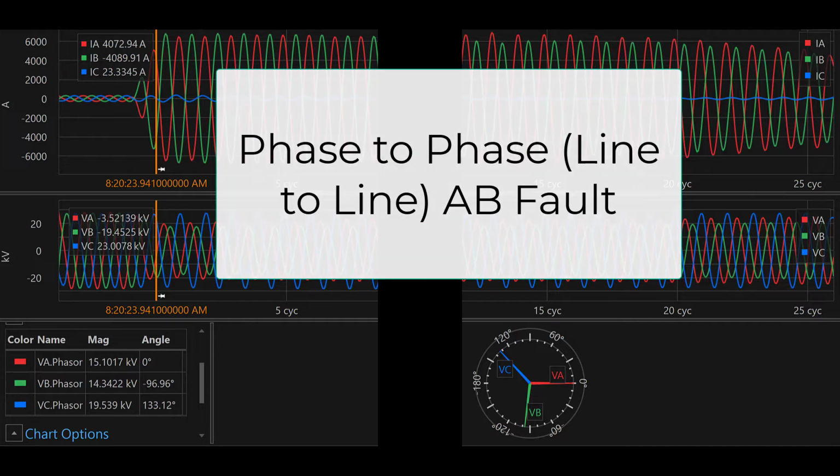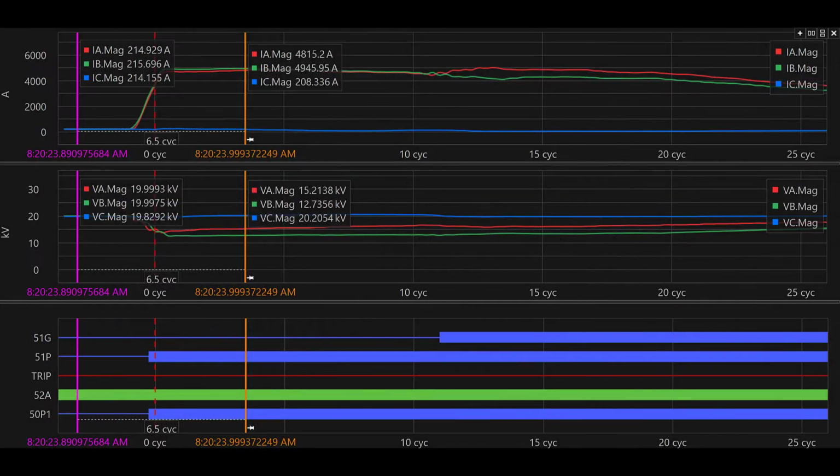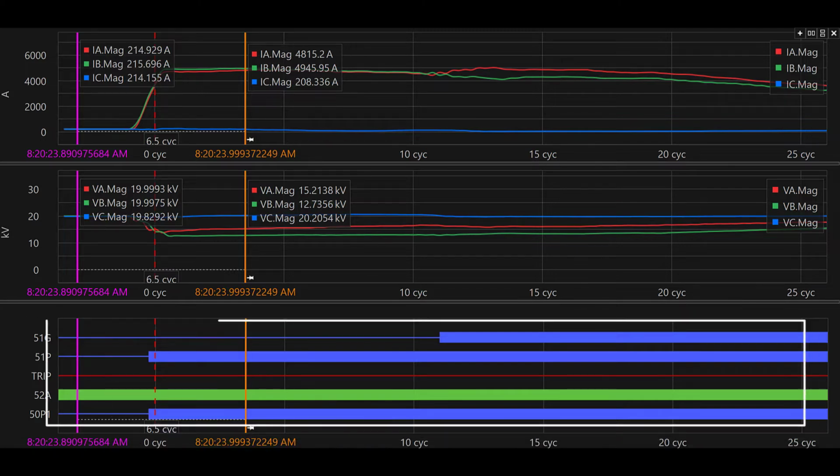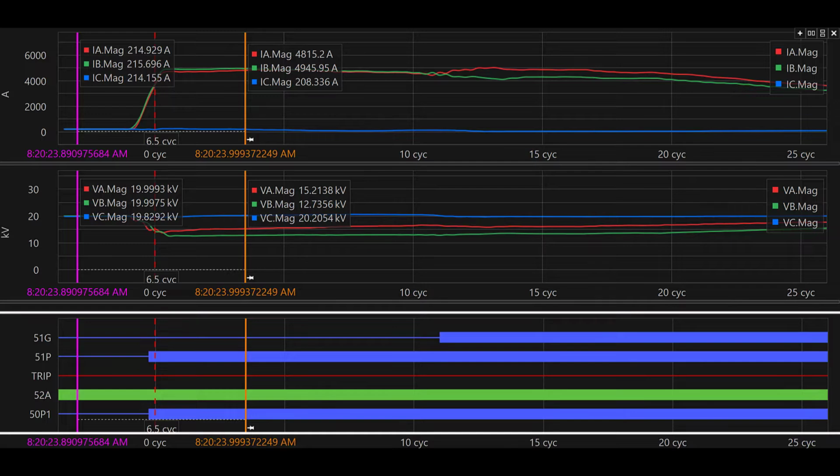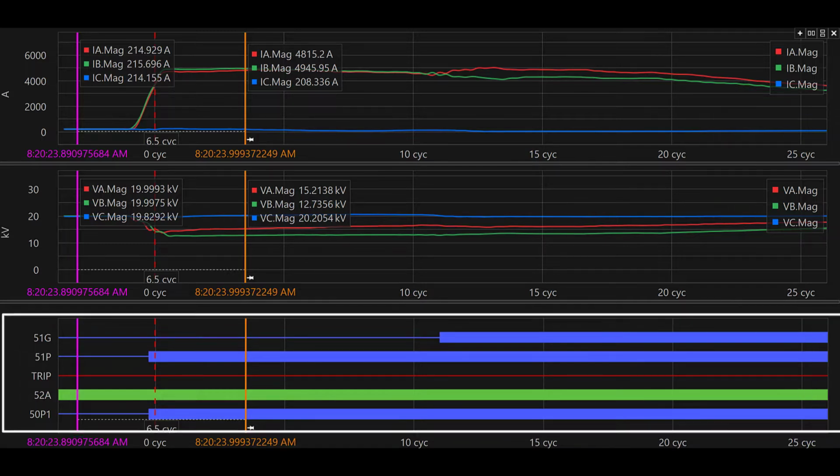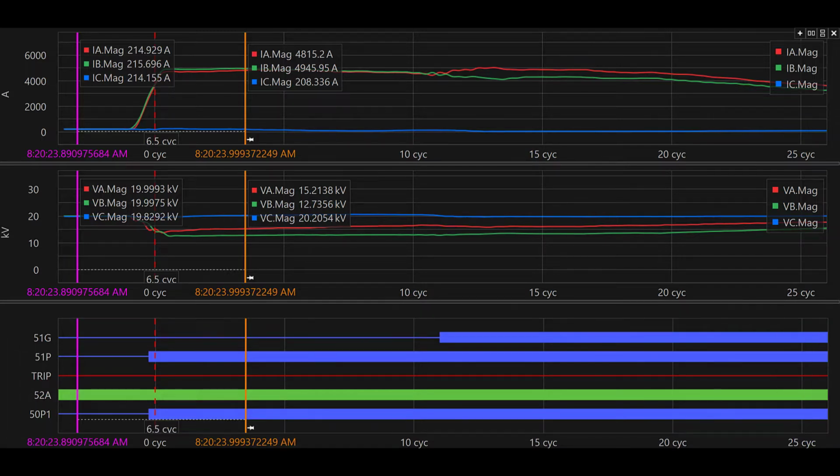Now I'm going to remove all the sine waves and just deal with magnitudes, also called root mean square values. I will also insert the digital charts that show trip and breaker status. Alright, now we only talk magnitudes. Currents were balanced at 215 amps and voltages were balanced at 19.9 kV.